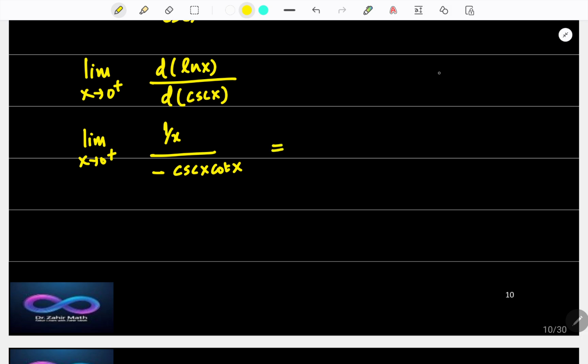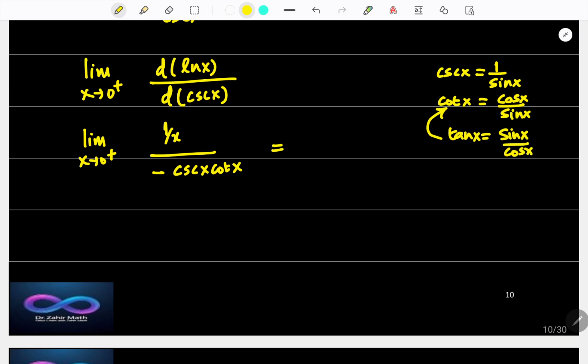Right. So one small adjustment I'm going to do. Listen carefully. Cosecant x, we can write it as 1 by sin x. You know very well. Cot x, I can write it as cos x divided by sin x. Why? Because tan x is sin x divided by cosine x, and cot is the reverse, right? So the same idea I'm going to follow. So 1 by x in the top divided by minus, this is 1 by sin x and this is cosine x divided by sin x. Clear all of you?